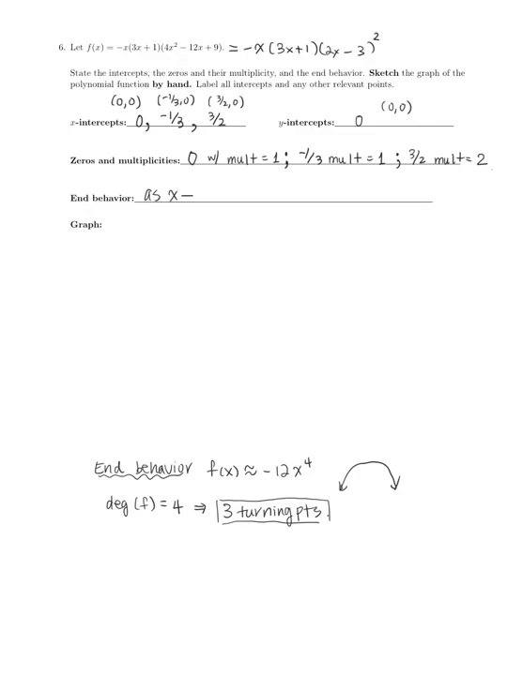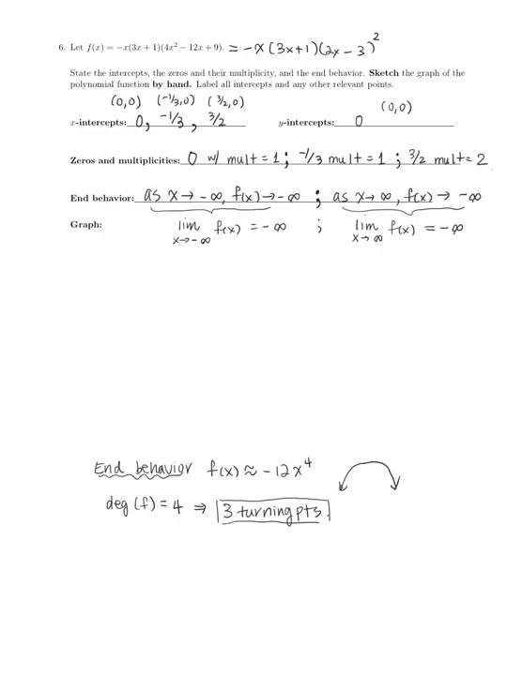as x goes to negative infinity, f of x is going to go towards negative infinity. And as x goes to positive infinity, f of x is also going to go towards negative infinity. Those of you who are going to be taking calculus, we write this as the limit as x goes to negative infinity of f of x is negative infinity, and the limit as x goes to positive infinity of f of x is also negative infinity.